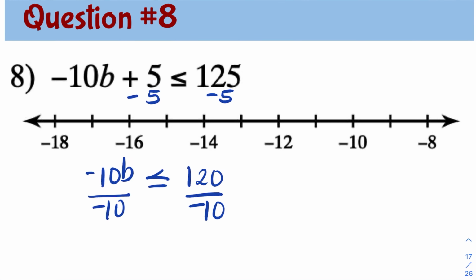And this becomes now b, less than or equal to becomes greater than or equal to, because we're dividing by a negative number. 120 divided by negative 10 is negative 12. So negative 12 is part of the solution, so it's a closed circle. It's greater than or equal to, so that means the arrow is pointing to the right.